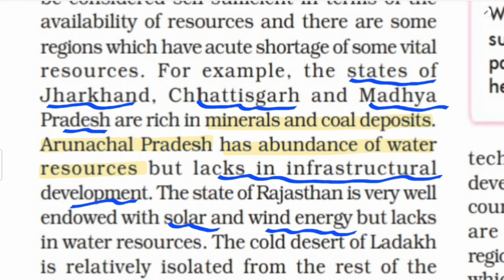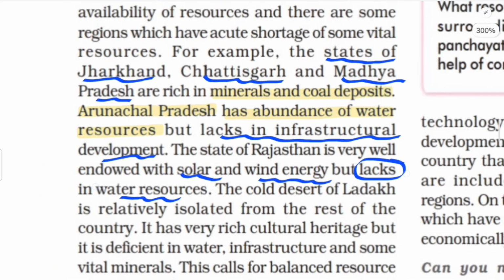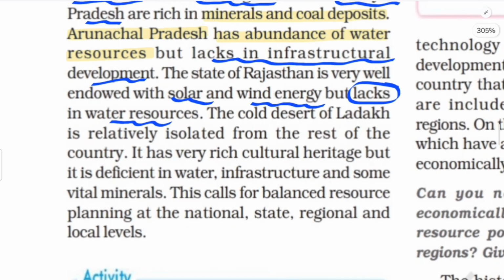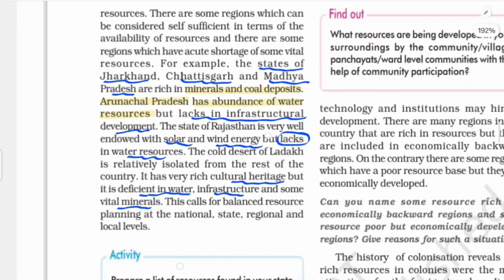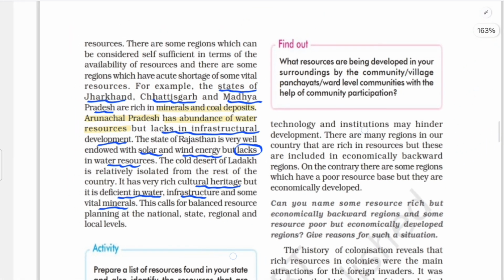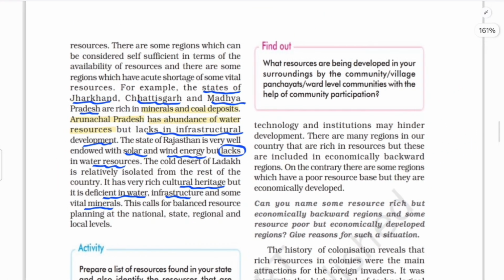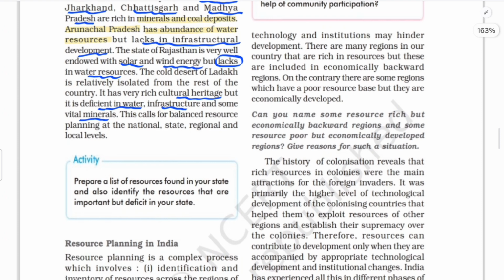You are well known to this. But what about the water resources? The cold desert of Ladakh is relatively isolated from the rest of the country. It has a very rich cultural heritage, but it is deficient in water infrastructure and vital minerals. So this calls for balanced resource planning at national level, state level, regional level and local level.